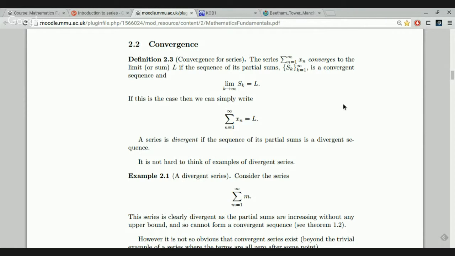S1, which is just the first element, x1. S2, which is x1 plus x2. S3, which is, maybe I'll write this down just to emphasize it. So here's our infinite series, and the sequence of partial sums looks like this. S1 is just x1, S2 is x1 plus x2, S3 is x1 plus x2 plus x3. I'll only write one more down: x1 all the way to x4. You get the picture.